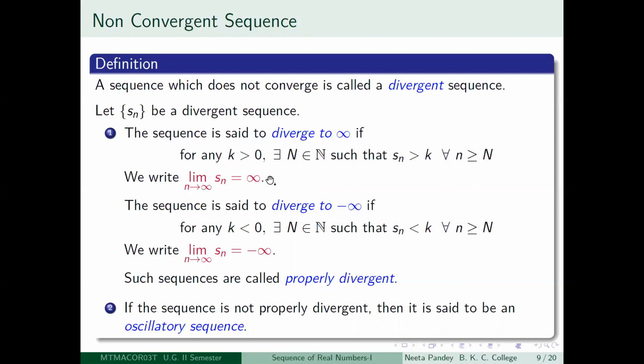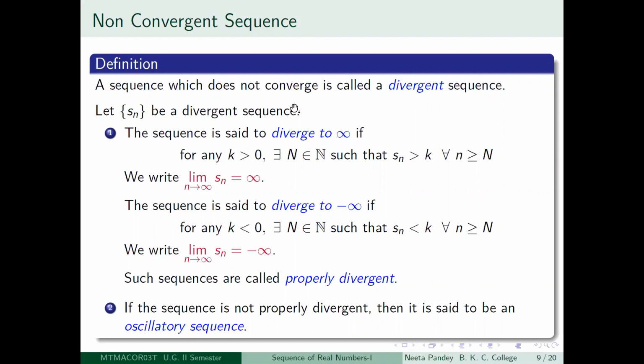Infinity is not to be treated as a number here, even when we are writing equal to infinity. Limit n tending to infinity Sn equal to infinity means precisely that for any k greater than 0, you will be able to get a capital N positive integer, so that every term of the sequence after the capital Nth term is greater than k.